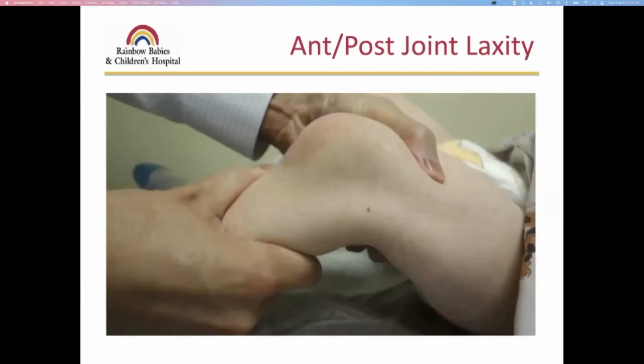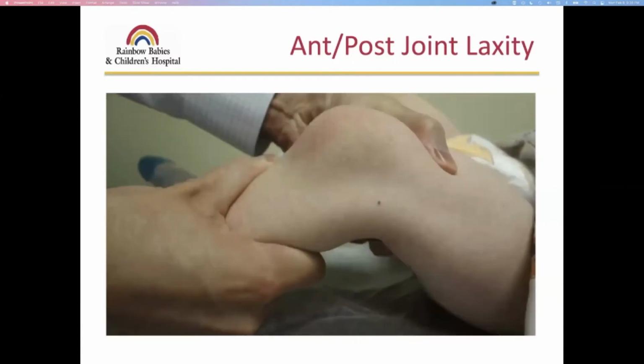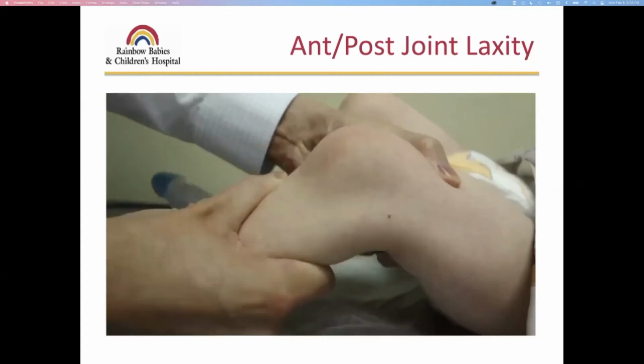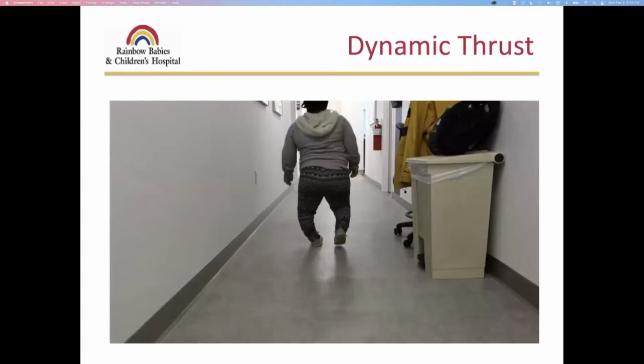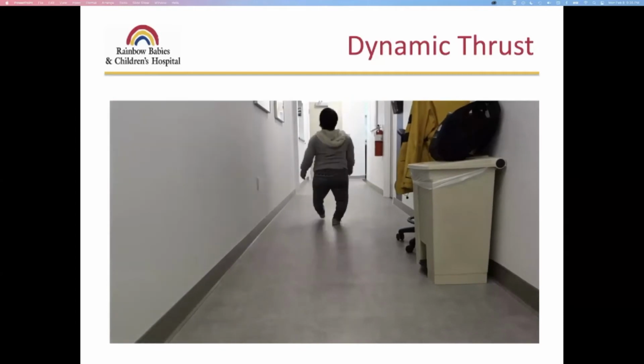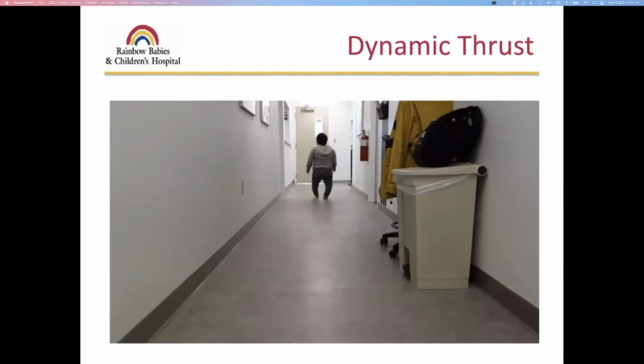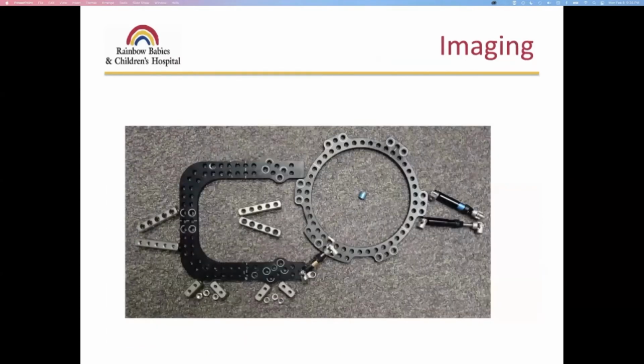It's very important to know if there's any laxity of the knees, so that has to be carefully examined. Then you have to protect joints that are loose. You also want to know if you have any dynamic thrust that influences whether you correct genu varum or valgum. So all these are important clinical exam parameters that you can't always get on an X-ray.